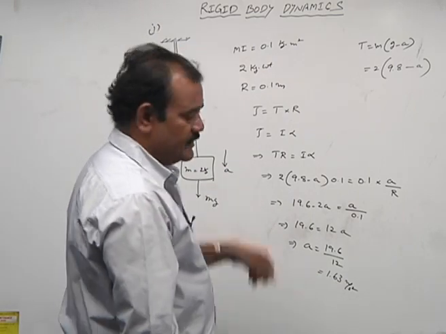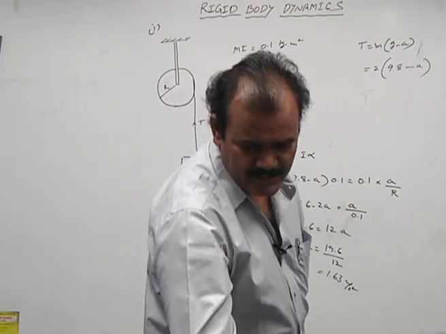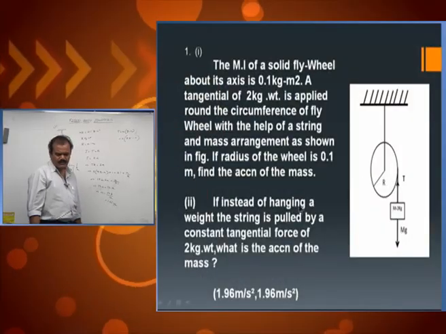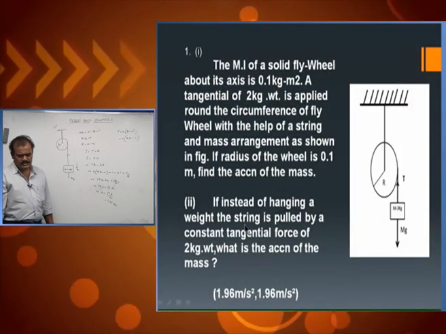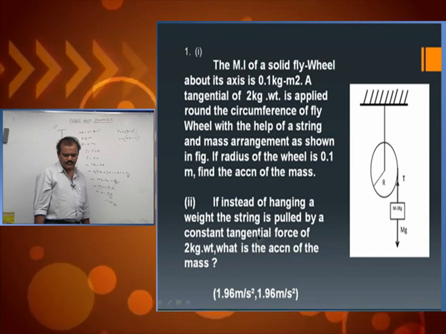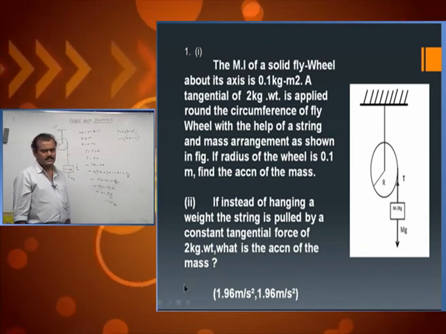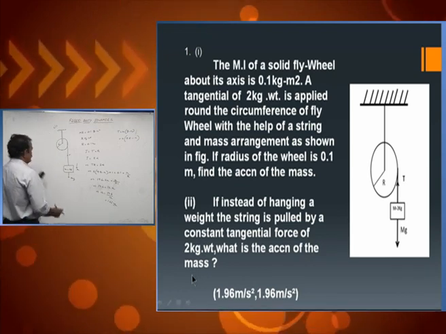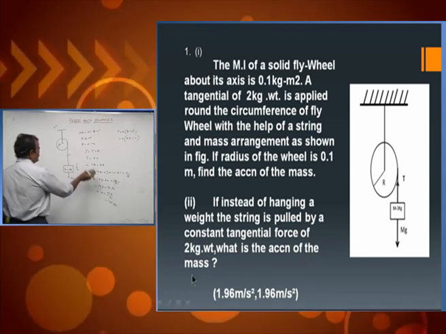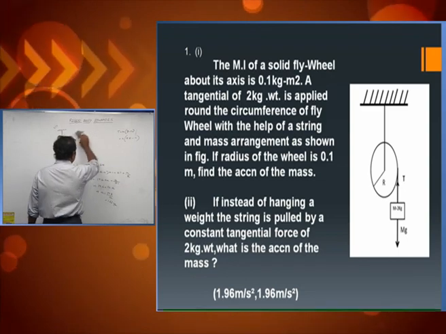The second one is, instead of a hanging weight on the string, if the string is pulled by a constant tangential force of 2 kg weight, then what is the acceleration of the mass? So in this case, a constant tangential force is applied.